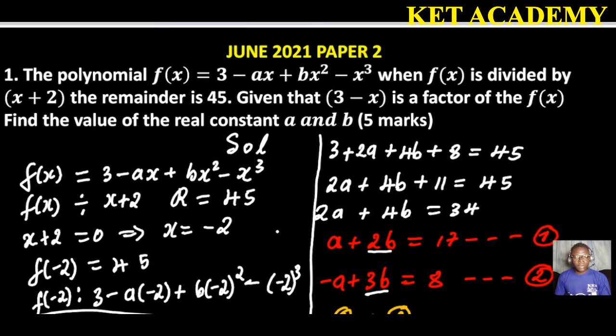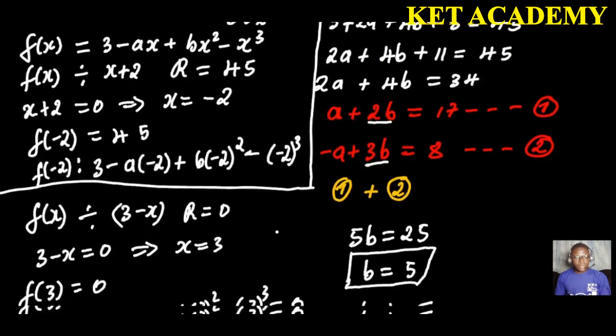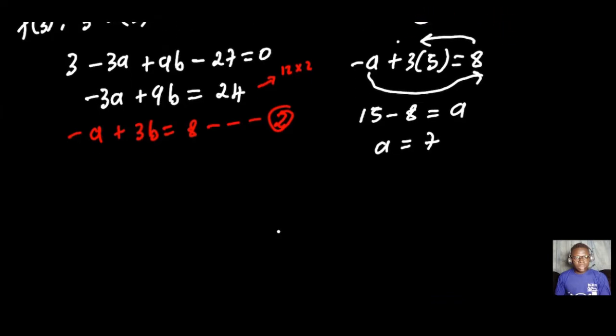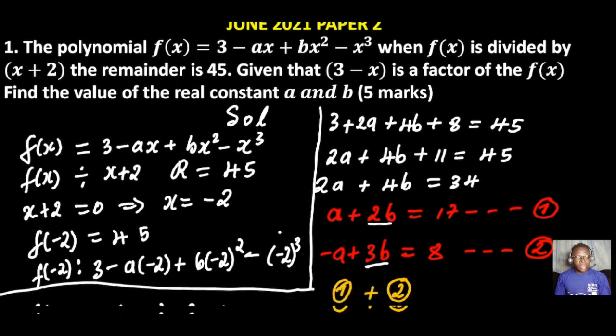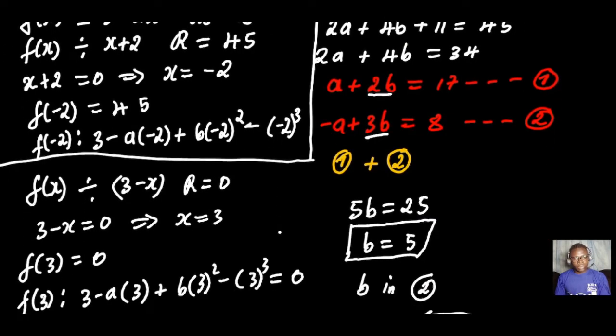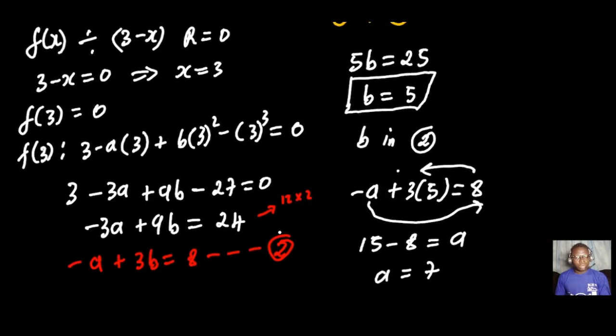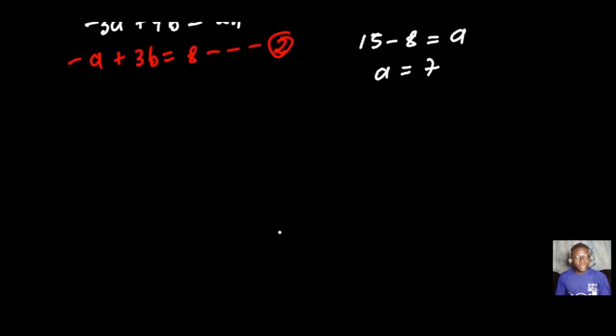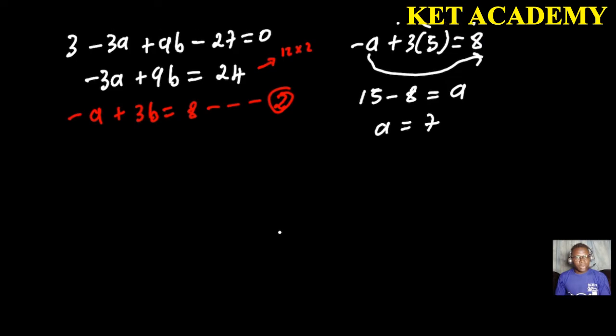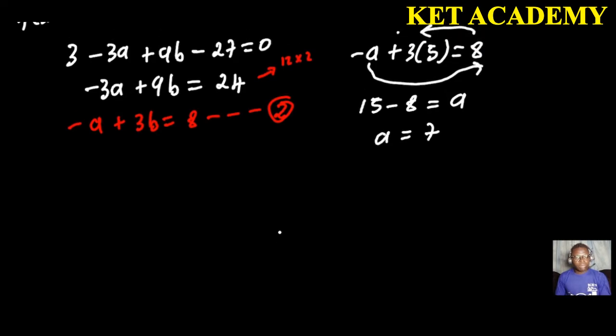So that is it for this video. We have gotten the values of a and b. If you're able to do this in your GCE, be sure that you are going to secure your 5 marks. And remember that this question is always coming in the GCE. If you look through the GCE past questions from 2015 up to 2021, these sorts of questions are always there. So make sure to master this.